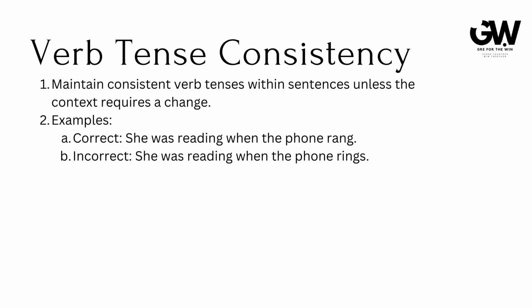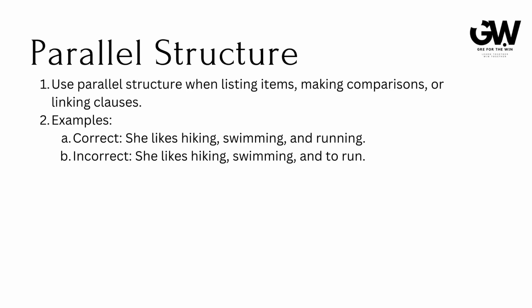In this task, you must ensure consistent verb tenses within sentences unless the context requires a change. In our example, "The phone rings" is wrong because the sentence is in past tense. So, the correct verb must be in past tense: rang. The fourth task is parallel structure.